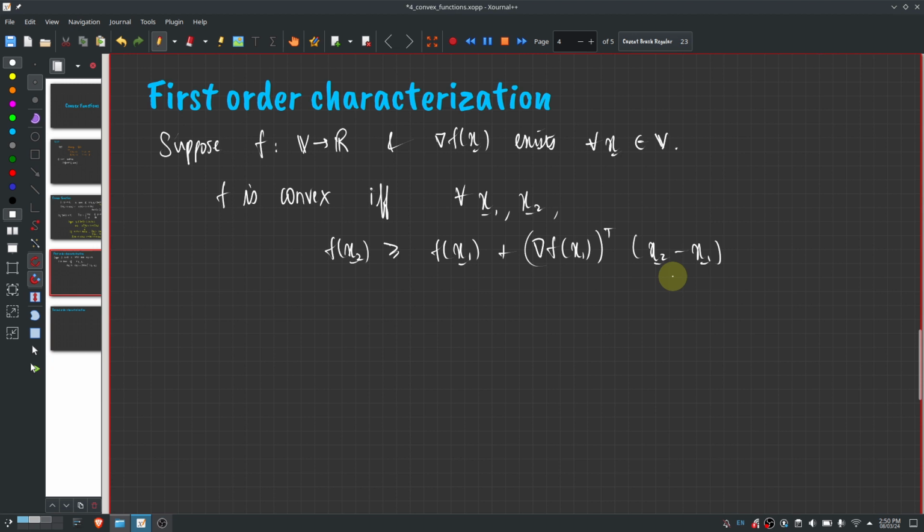Okay, this has a geometric interpretation. Now, what is the original geometric interpretation of a convex function? So, a function was convex if it looks like a bowl. So, according to the original definition, you take any 2 points, let's say x1. This is your x1.